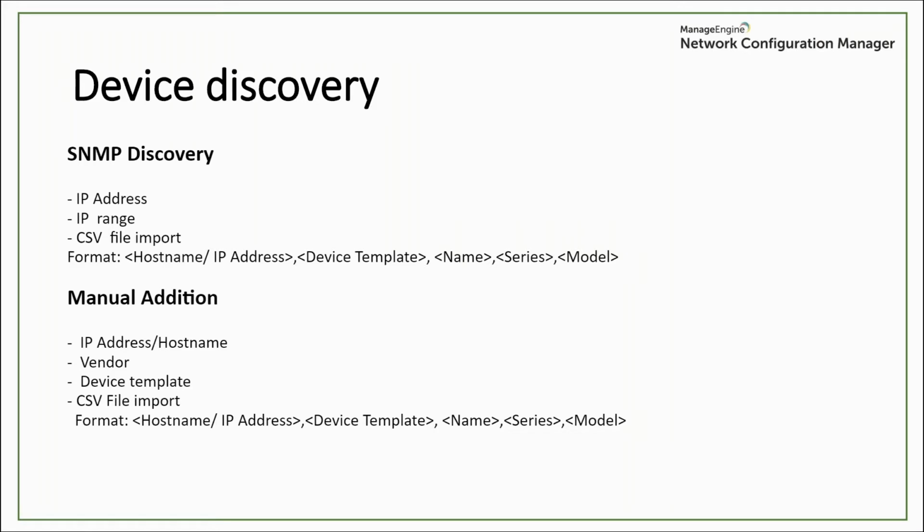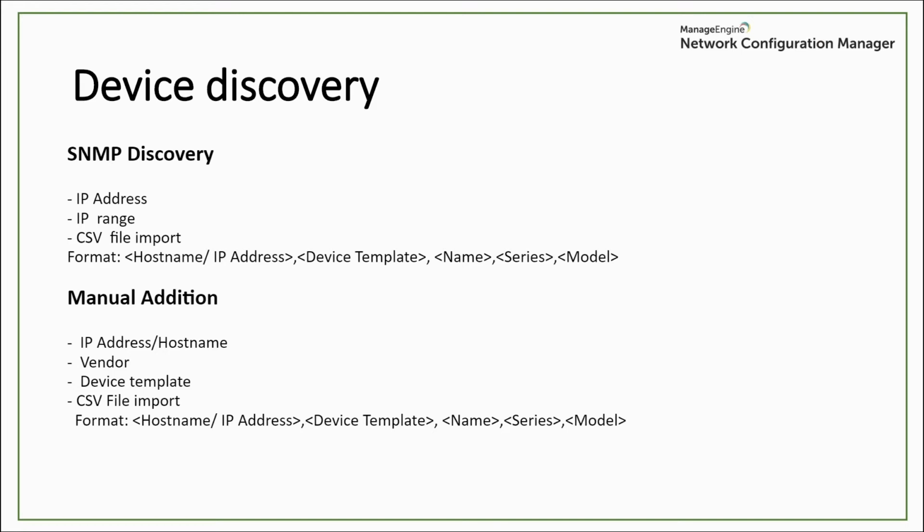So, for discovering devices, you can use two methods. One is SNMP discovery, and the other one is manual addition. Using SNMP discovery, you can discover all the devices which have SNMP enabled in them. So SNMP device discovery works in three ways. One is if you want to add a specific device, you can just provide its IP address. If you want to add a number of devices, you can provide an IP range by giving the start IP and the end IP. Also, you can import a CSV file, which should be in the format shown on the screen.